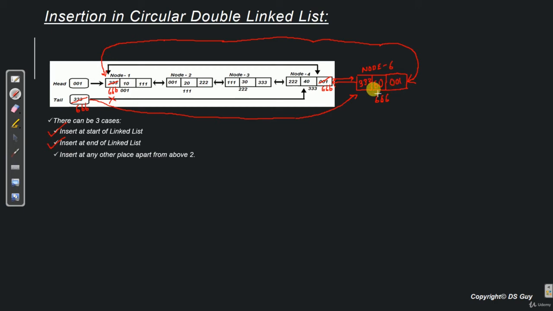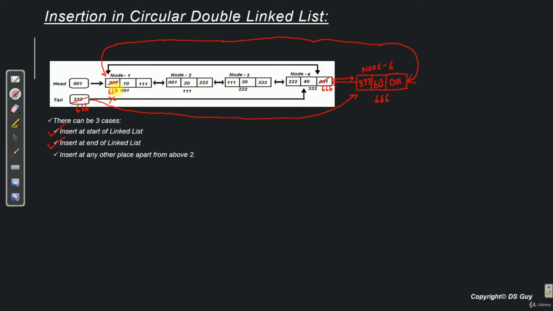Once that was done, we updated node 6 previous reference to point to node 4. Once that was done, we updated node 4 to point to node 6 and node 1, which is the first node, should be pointing to last node. So we updated 666 here because 666 is the last node now.